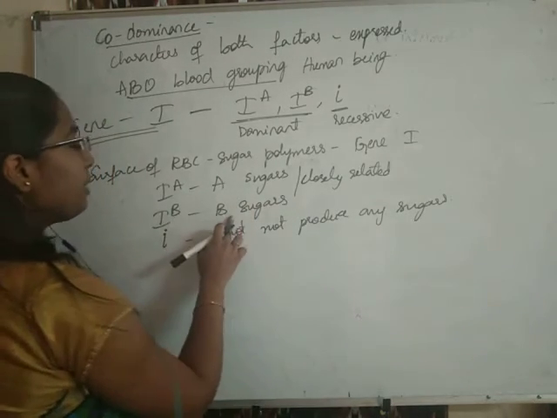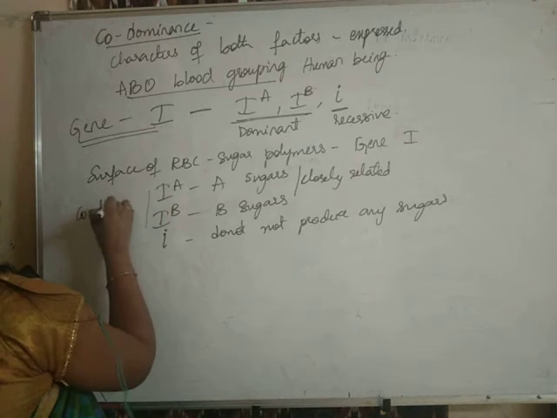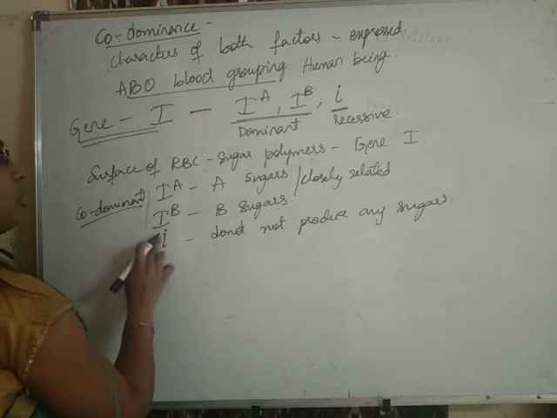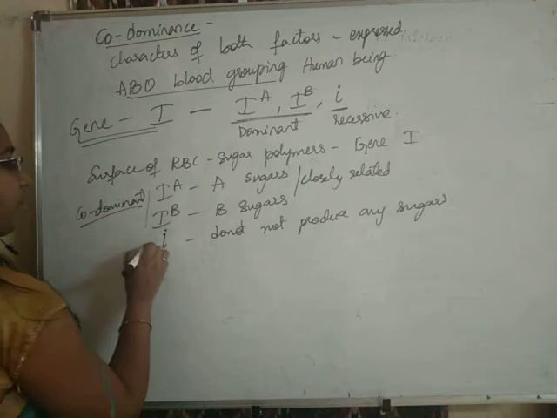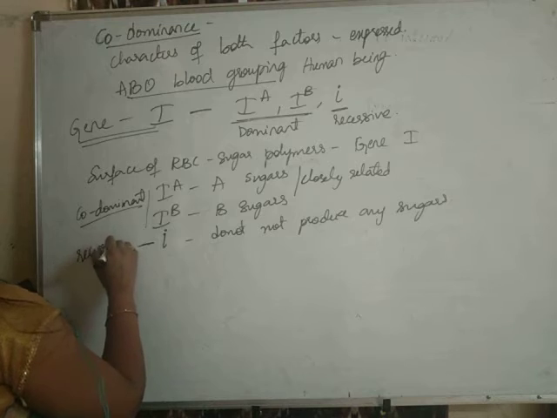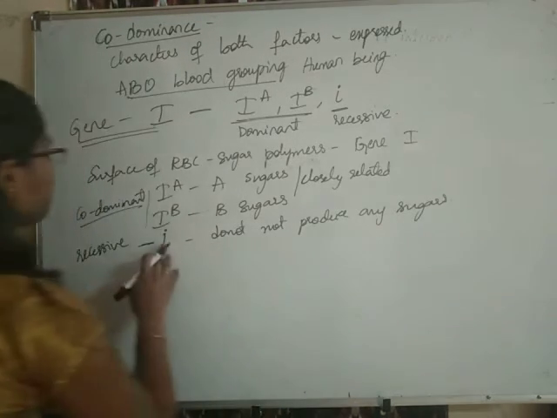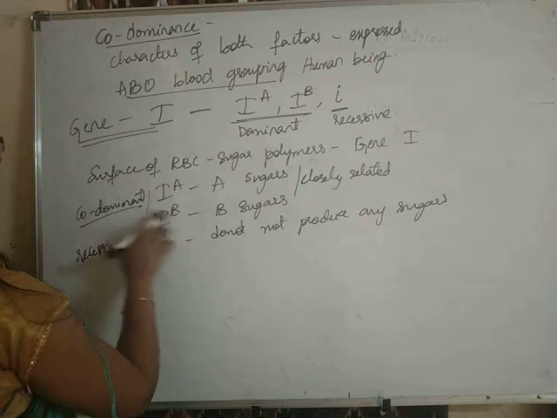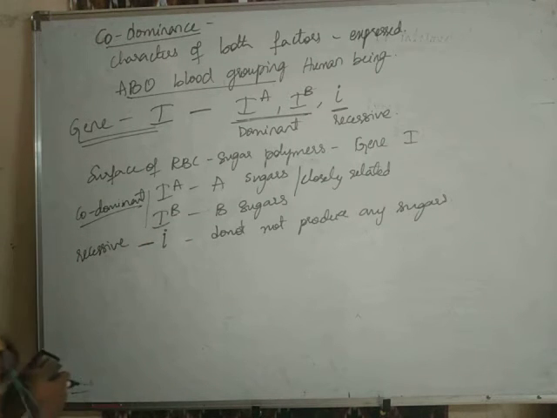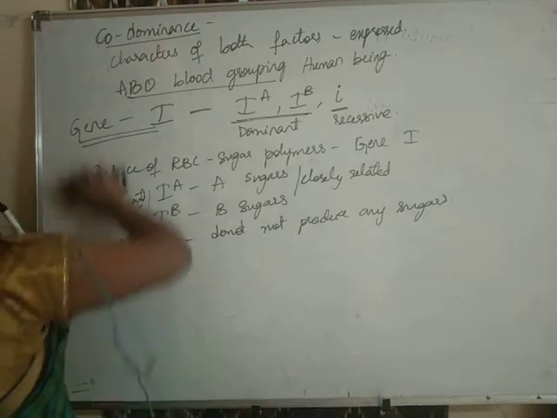Because IA and IB both are producing sugars, these two are codominant. That means both of them are equally dominant. But because small i is not producing any sugars, it is recessive. IA, IB codominant, small i is recessive. Now let us see what happens to these genotypic combinations.